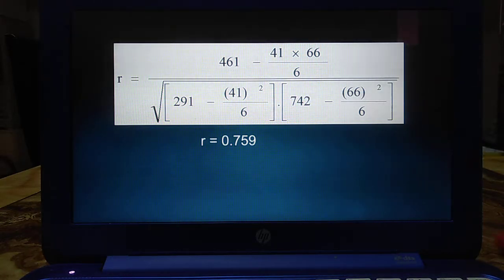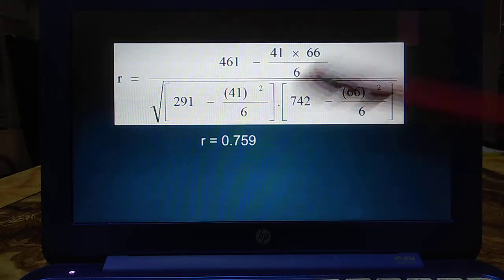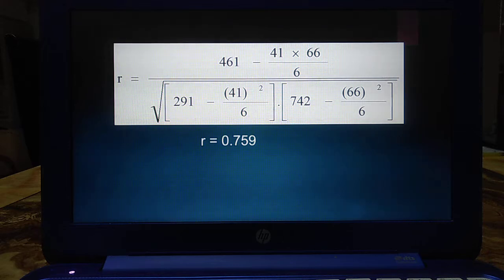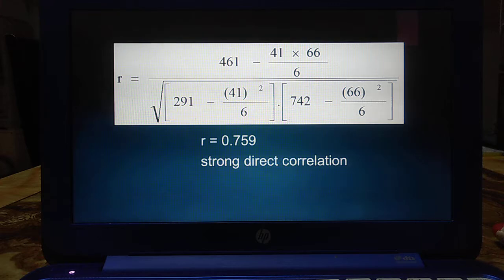Solving for it, we find that our coefficient of correlation is equivalent to 0.759. Notice again that the sign is positive, which means that there is a direct relationship. And because it's 0.759, then we have a strong positive, or a strong direct relationship, or a strong direct correlation.